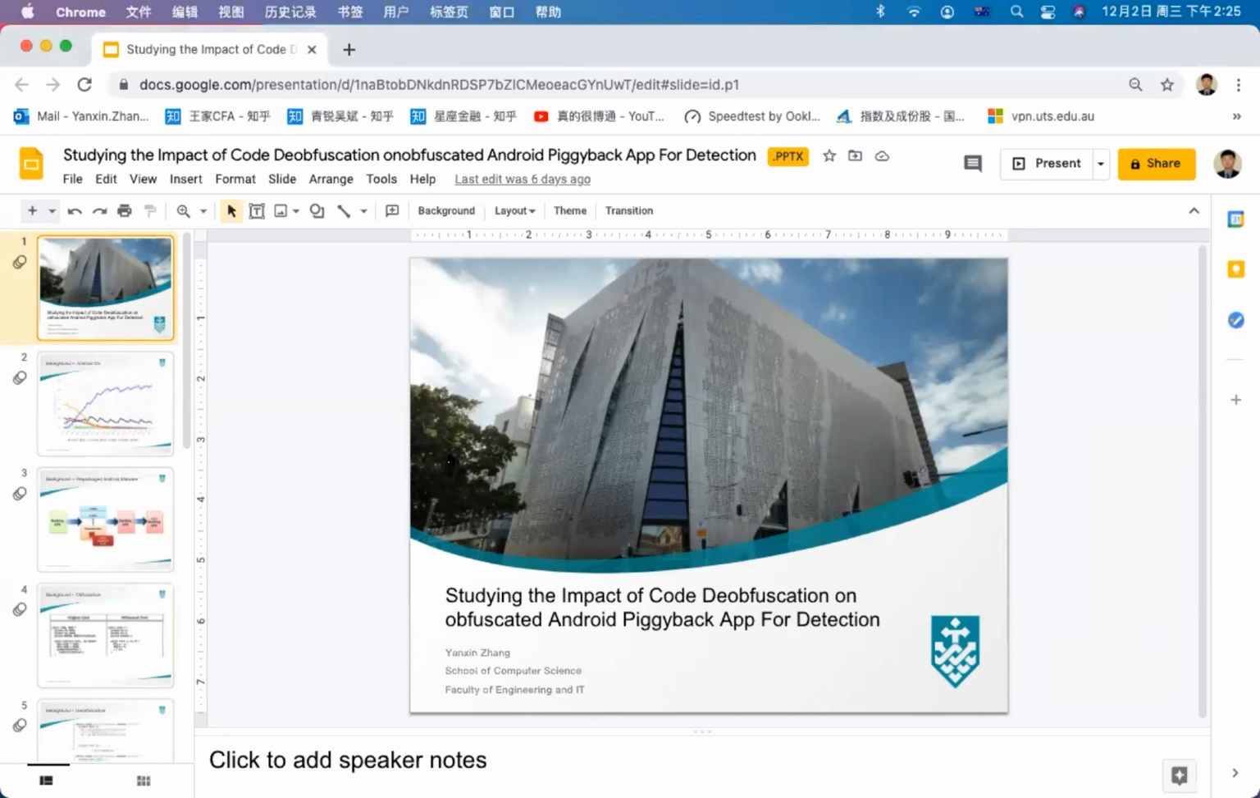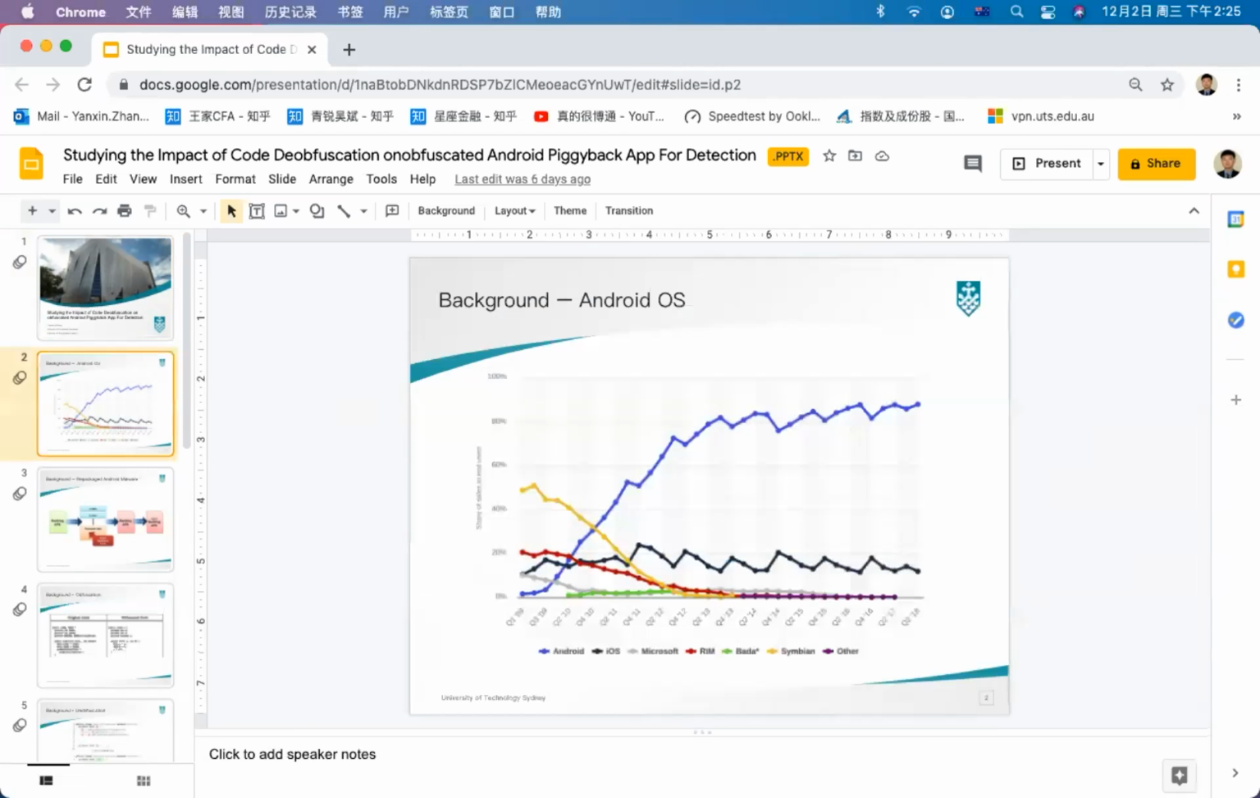Okay. So today I'm going to share my work regarding the code deobfuscation of obfuscated Android piggyback apps. There are some terms, such as what code deobfuscation is and what a piggyback app is, and I will give a detailed explanation in the following slides.